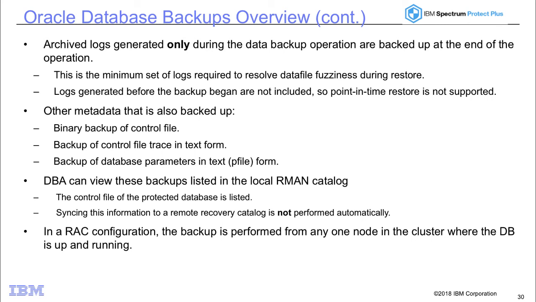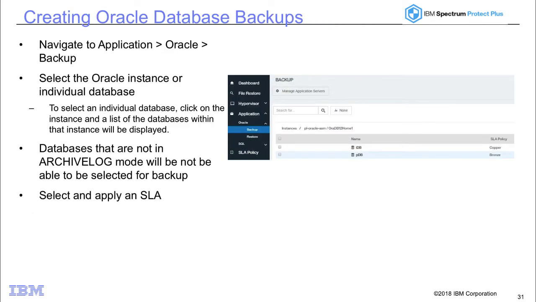If you're using Oracle RAC or in a RAC configuration, the backup is performed from any one node in the cluster where the DB is up and running. Creating the database backup from the GUI perspective is, again, really simple. You navigate to Applications, Oracle Backup. You select the Oracle instance or the individual databases, and you select and apply an SLA.